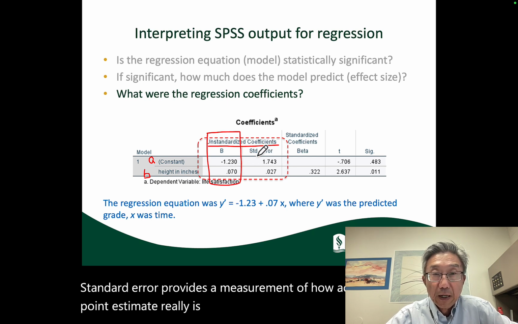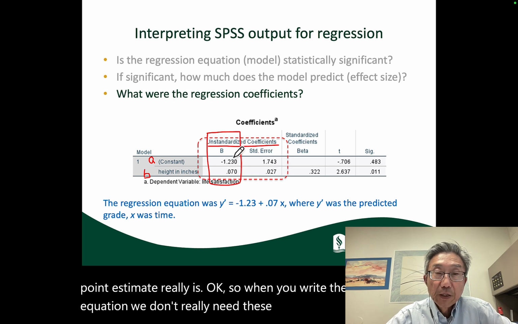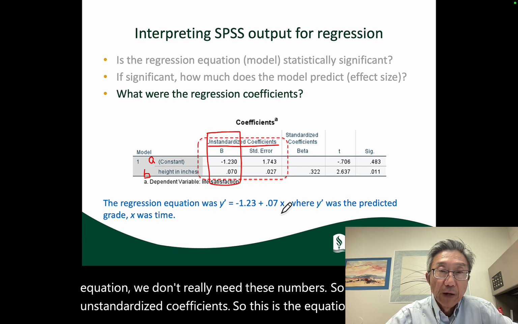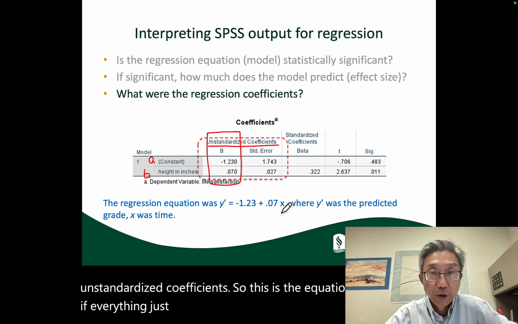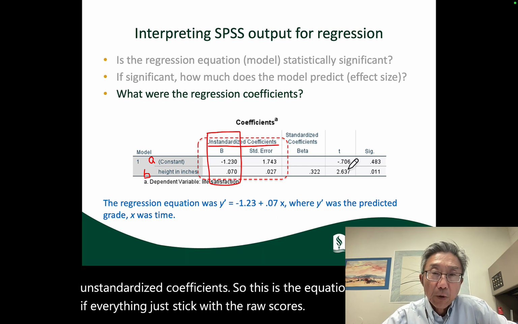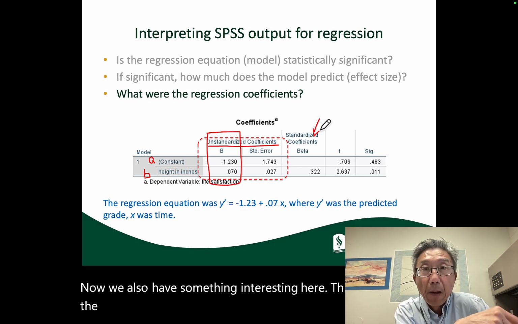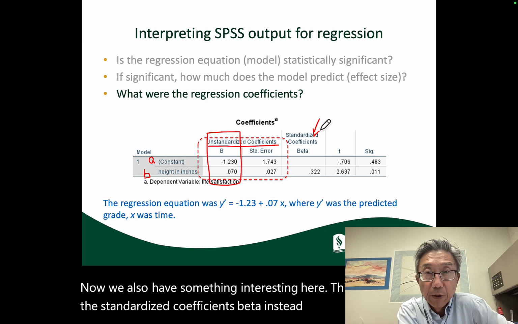Okay, so when you write the regression equation, we don't really need these numbers. So that's the unstandardized coefficients. This is the equation we would use if we just stick with the raw scores. Now, we also have something interesting here. This part is called the standardized coefficients, beta. Instead of b, we use beta.